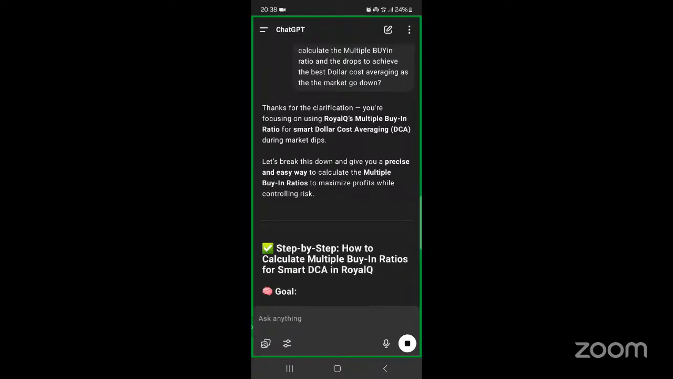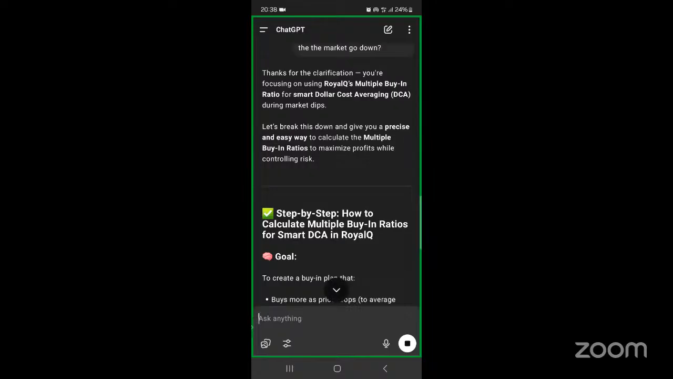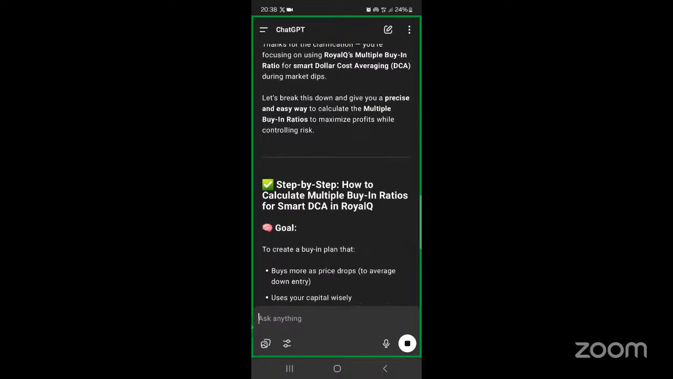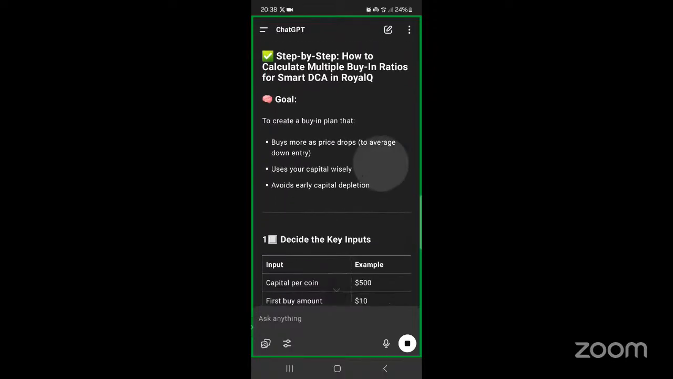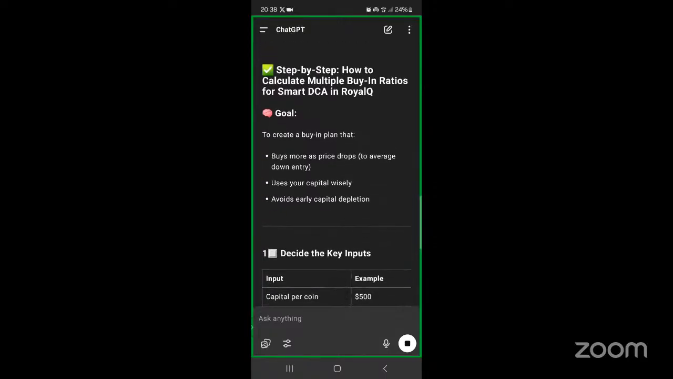You are focusing on LoyalToO's multiple buying ratio and the smart dollar cost averaging (DCA) during the market dip. Let's break this down and give you a precise and easy way to calculate the multiple buying ratio to maximize profit while controlling risk. Okay, so this is what it says. Step one, how to calculate.